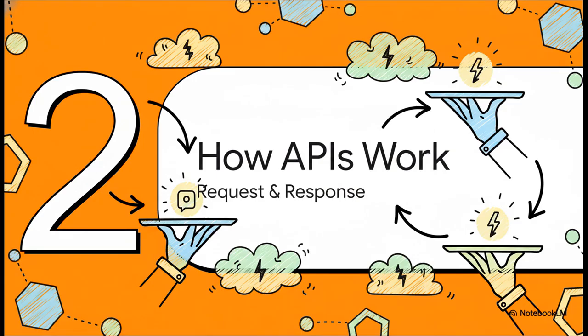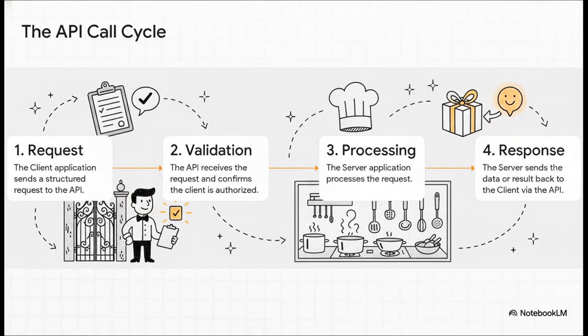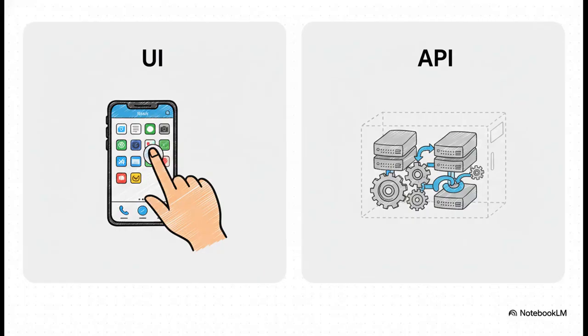So, what does that whole waiter interaction actually look like in the real world? Technically speaking, well, it all boils down to a really simple, elegant cycle: a request and a response. It's really just a four-step dance. First, the client app sends a request. That's you, ordering from the menu. Second, the API gets it and checks your credentials, just to make sure you're allowed to ask. Third, the server, that's the kitchen, gets the thumbs up and does the work. And finally, the server sends the response back through the API to you, the client. Simple as that.